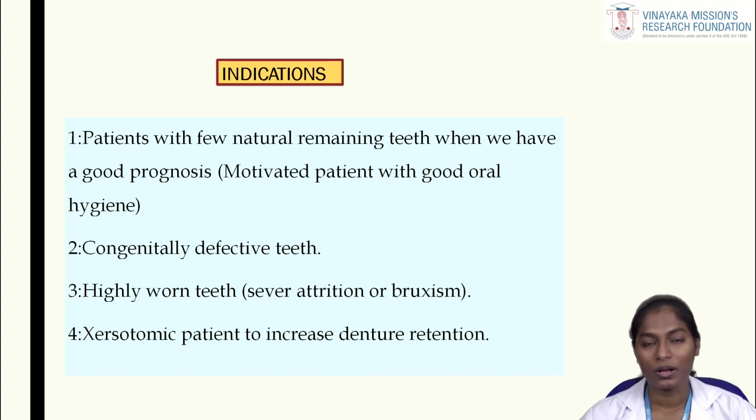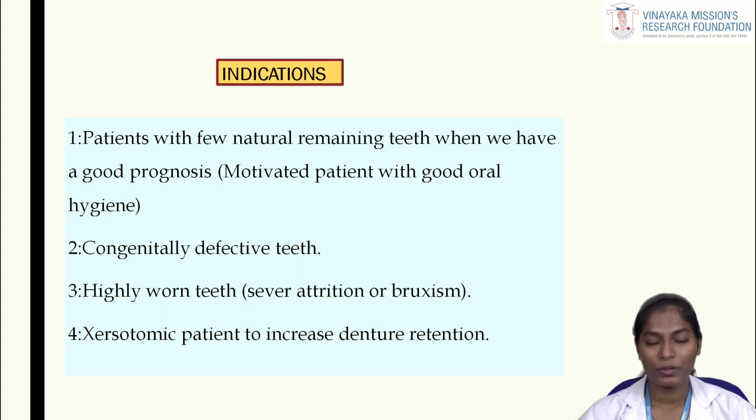When patients come with a few remaining natural teeth that are strong enough to support your overdenture, with minimal or no mobility and good oral hygiene maintenance. Also, in some patients there will be congenitally defective teeth. In such cases also we can indicate overdenture, and because of severe bruxism or attrition of teeth, we can go for overdenture.